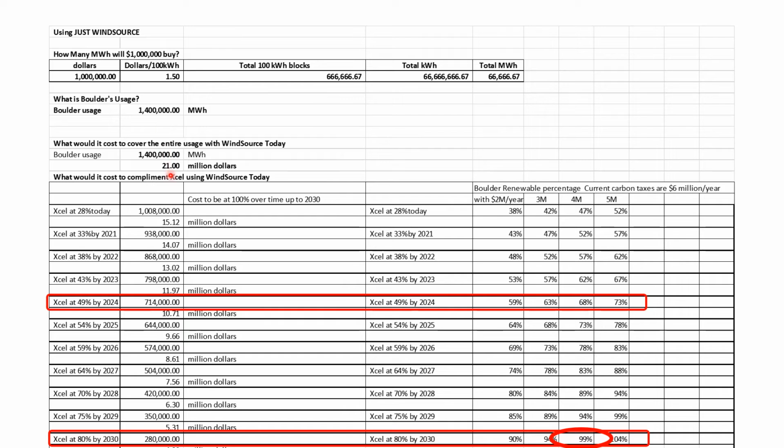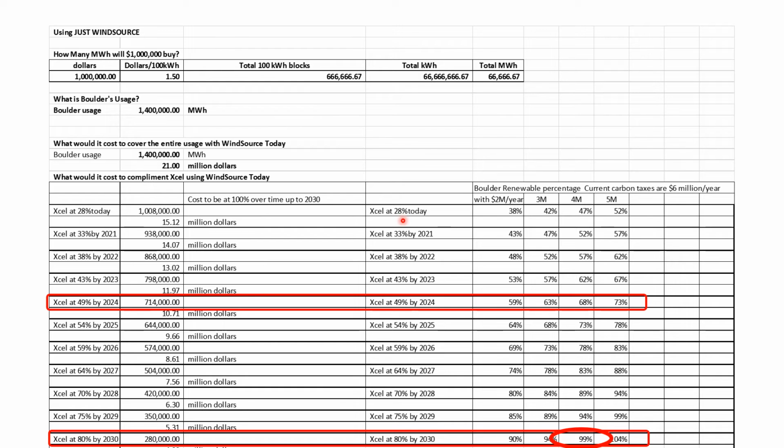What that means is today it would cost us $21 million a year to cover 100% of Boulder's usage. So we're not going to do that, but let's look at different options here. Xcel today is at 20% renewables or more. If we were to cover all of the remaining, it would cost us about $15.1 million.